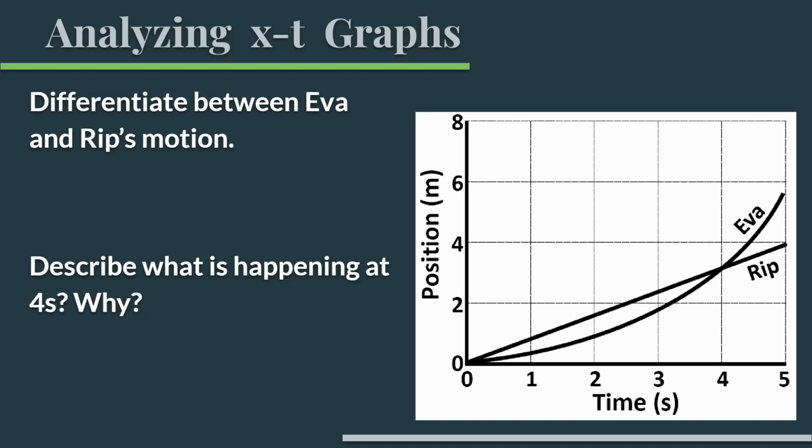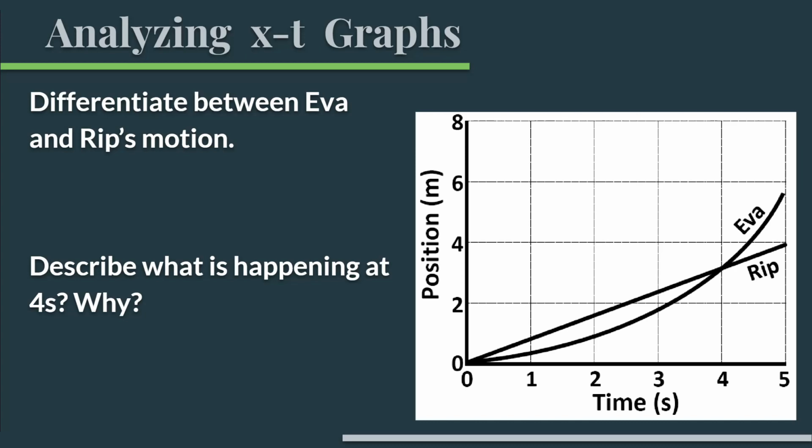All right, so the first question says to differentiate between Eva and Rip's motion. So take a look at that graph and see if you can figure out what the difference is between the motion that is shown there for Eva and the motion that is shown there for Rip. And if you're not sure, turn and talk to your neighbor for a couple seconds anyway. Make sure they're sure too. But let me know what the difference is in just 20 seconds.